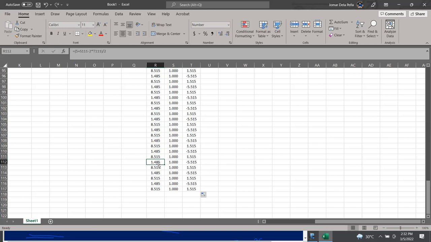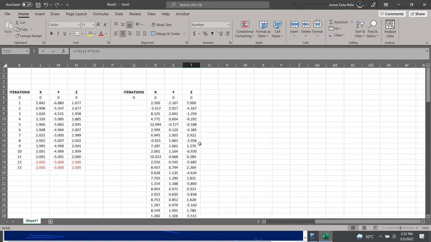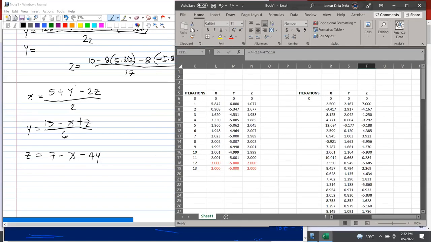81, 81, 81, balik-balik rin siya, hindi siya mag-converge. Okay? So, muna ipasabot, pag dili diagonally dominant, dili mo converge.